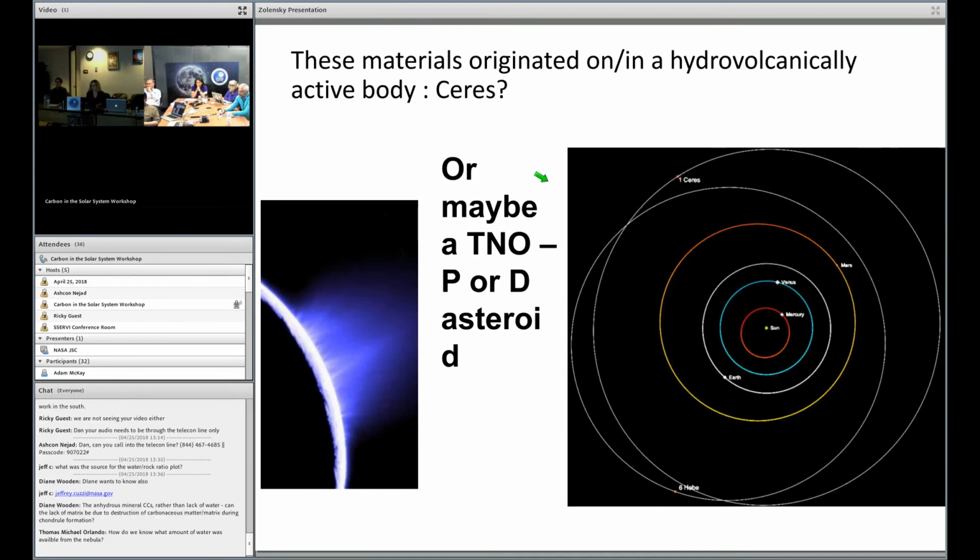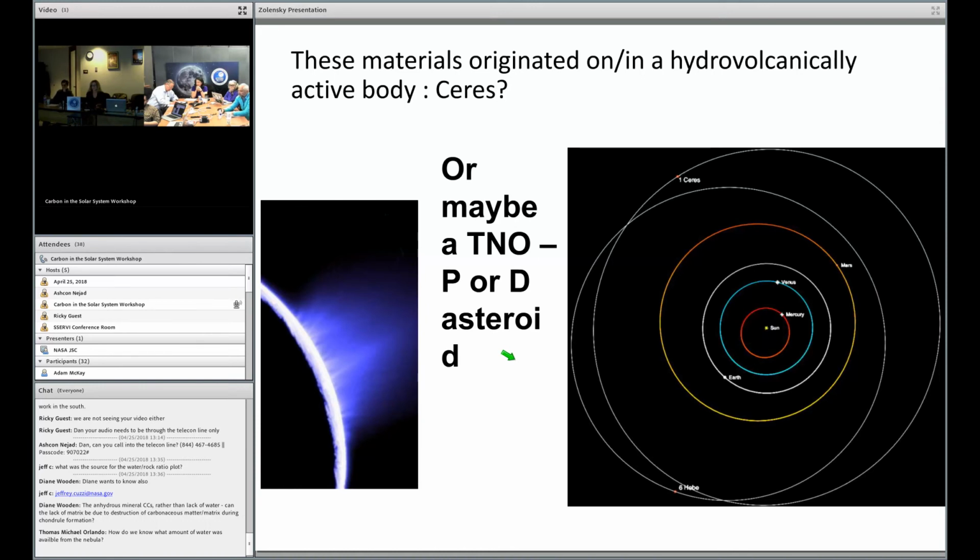So we've proposed that perhaps these halites came from Ceres, perhaps. And there's dynamical reasons for saying this could have happened. But it's also possible that it's not from Ceres, but something a lot like Ceres. And we're suggesting possibly something from further out in the solar system, a TNO, which would be looking like a P or D asteroid after a giant planet migration.